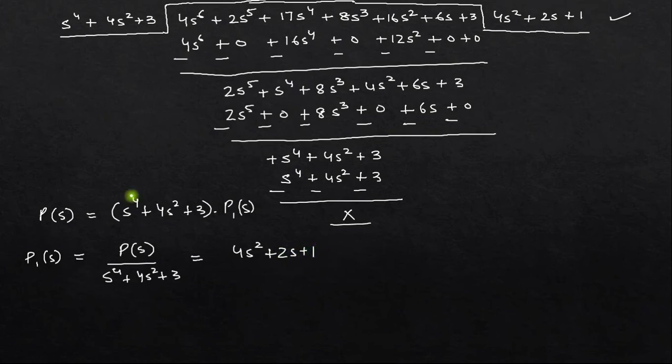Now that means I need to perform the Hurwitz criteria separately on this and this to prove that the PS is Hurwitz. So I will write PS now to be equal to the product of s raised to power 4 plus 4s square plus 3 and 4s square plus 2s plus 1.